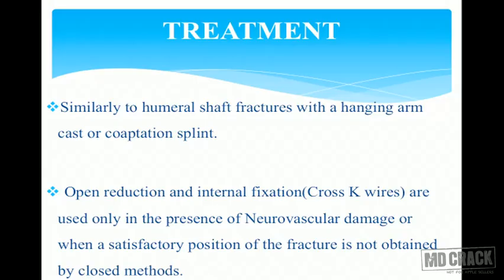Coming to the treatment part of these humeral fractures, all our treatments are always divided into conservative management and operative management. Conservative management is in the form of any slab or cast, and operative is again in the form of wires, plates and screws.